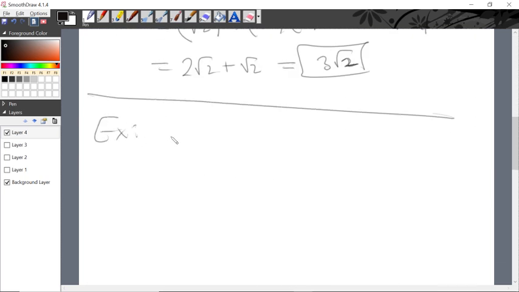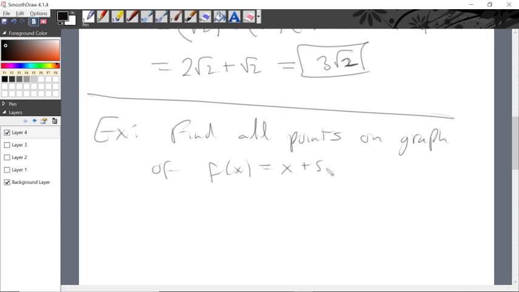One more exercise. Find all points, let's see, on the graph of f of x equals x plus sine x, all the points on that graph where the tangent line is horizontal. Okay, tangent line is horizontal.